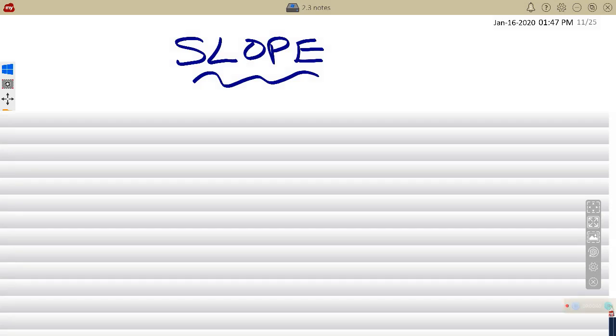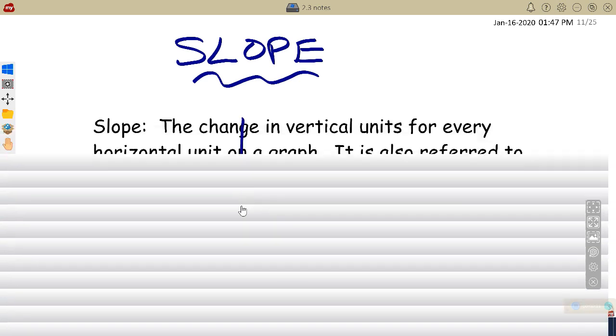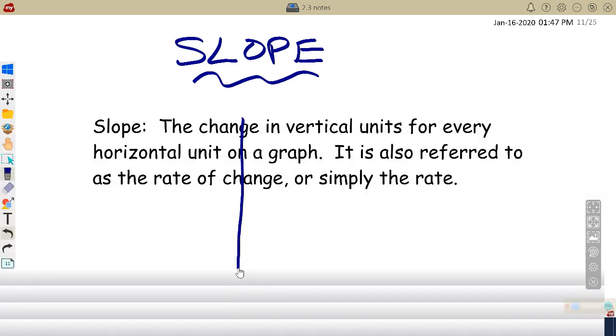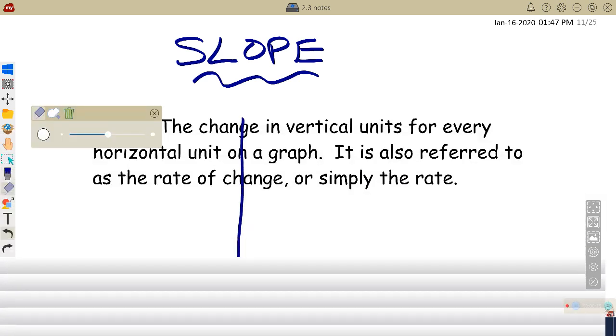So yesterday you watched that video on slope, Khan Academy. Let's go officially, formally define what a slope is now. What is the slope of a graph? I'm going to write this down.